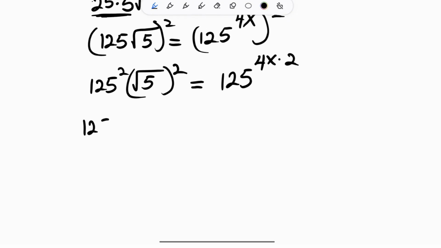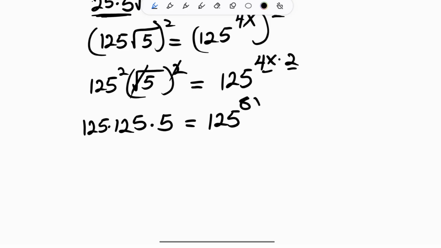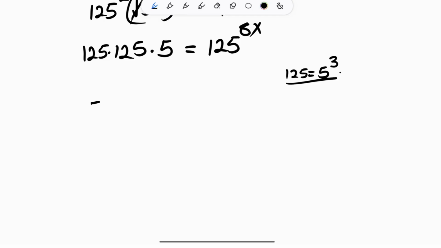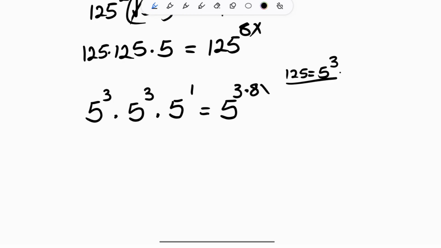So here we have 125 times 125. The 2 cancels that square root, and we have 5 equals 125 raised to the power 4x times 2, which gives us 8x. Now, we know that 125 is equal to 5 raised to the power 3. So now we have 5 raised to the power 3 times 5 raised to the power 3 times 5 raised to the power 1 equals 5 raised to the power 3 times 8x.